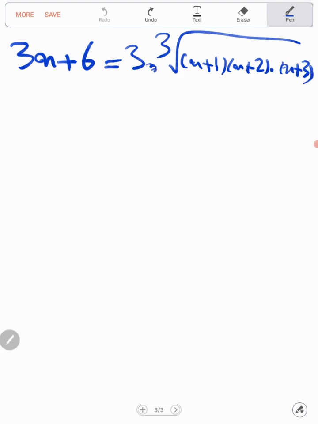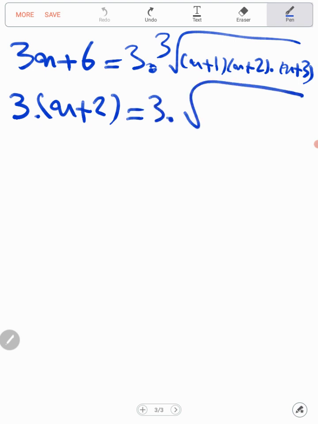Okay, at first I think for simplifying this complicated equation, it's better to factor out 3 from this expression. We can have x plus 2. After factoring out 3 of this expression, we can have 3 times parentheses x plus 2 is equal to 3 times the cube root of these variables, x plus 2, x plus 3.